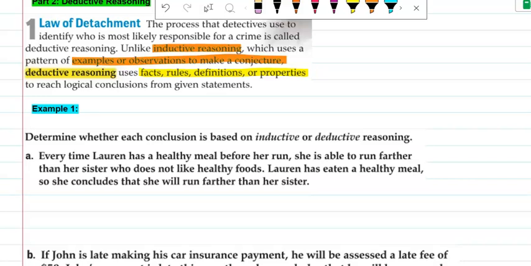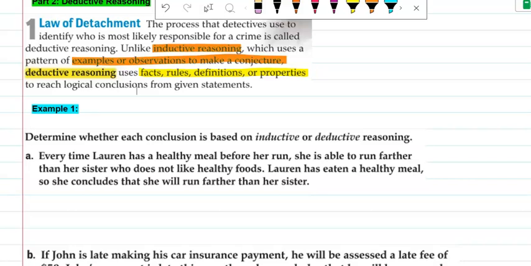Okay? So this first one: every time Lauren has a healthy meal before her run, she is able to run further than her sister who does not like healthy foods. Lauren has eaten a healthy meal, so she concludes she will run further than her sister. So what we want to ask ourselves is, are we recognizing just a pattern and observation of what's going on? Or is there an actual rule that, if Lauren eats the healthy meal, then she will for sure, because there's a rule or a definition, run faster?